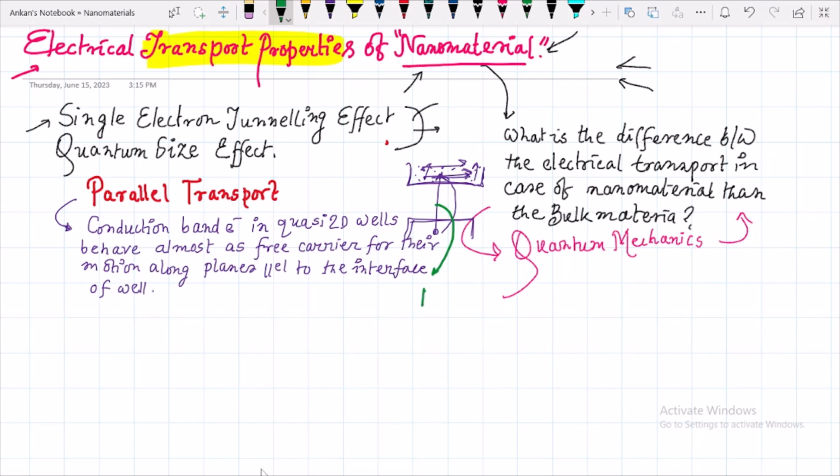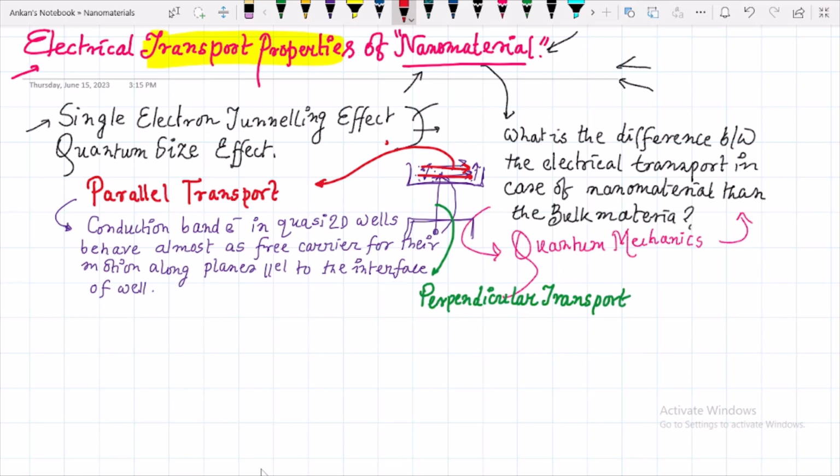This is known as the perpendicular transport. And perpendicular transport involves quantum mechanical tunneling, as you can see from the figure drawn above. So this is the perpendicular transport, whereas the parallel movement of electrons is known as the parallel transport. Okay, so these are the two transportation processes involved when a semiconductor nanomaterial is present in our study.